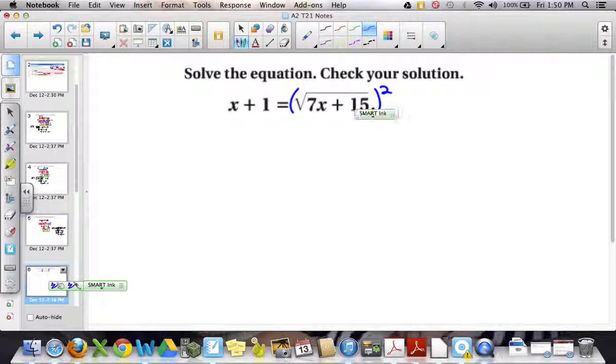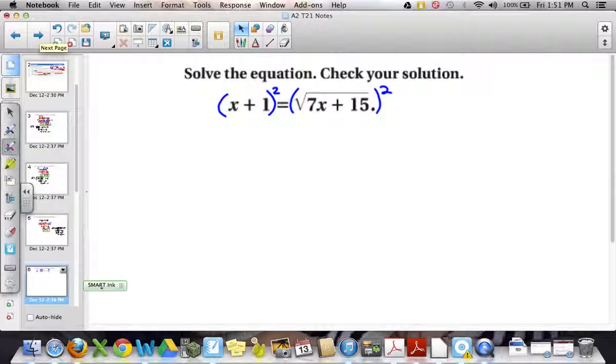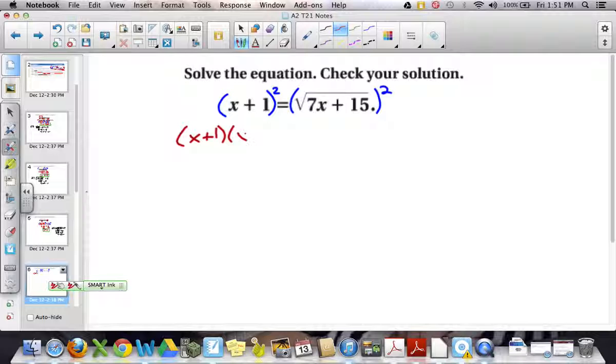So we square the square root of 7x plus 15, and we square the x plus 1. Okay, so this is where it becomes very important that we actually square the entire side. Now, sometimes it may help to actually write out what that is. x plus 1 times x plus 1. That's what it means to square something. Multiply it by itself. And then when I square the square root of 7x plus 15, I just get 7x plus 15.